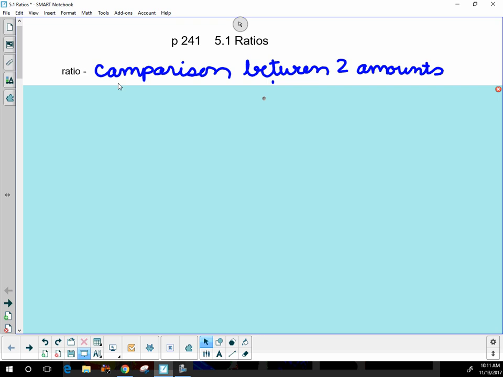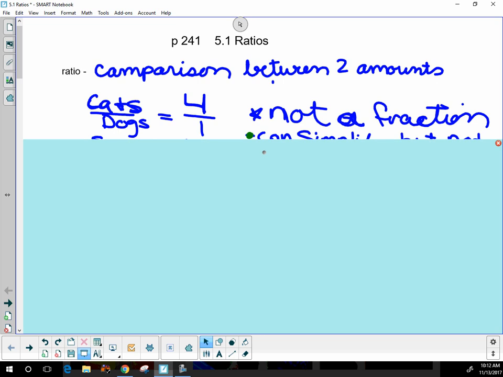You're going to see a lot of writing on here, and I'm going to go over and talk to you about every little thing. So, if I want to talk about how many cats and dogs a person has, since I mentioned cats first, that's going to go on top. And I'm going to talk about a ratio of 4 to 1. This says "to" right here in the middle. This is not a fraction. This is just fraction form.